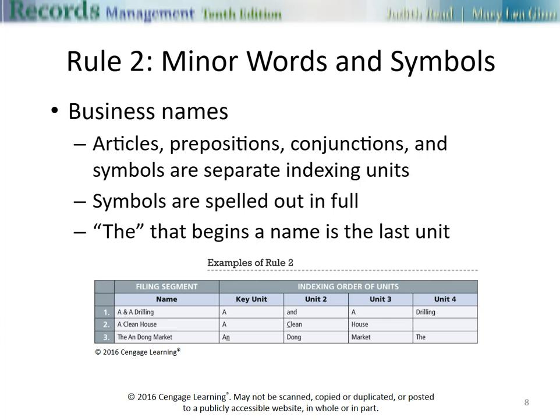So let's move on to the second rule. Business names often have or contain small words like the word the, of, and, or even the word for. They might even have symbols like the and symbol or the plus symbol, or maybe even the percent symbol. Each of these, whether it's a small word or a symbol, needs to be a separate unit when you file them. It's also important to note that symbols need to be spelled out. Like here for number 1, the and symbol in A&A Drilling needs to be spelled out.